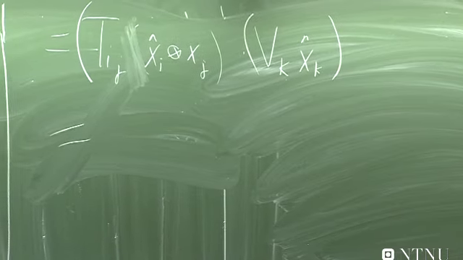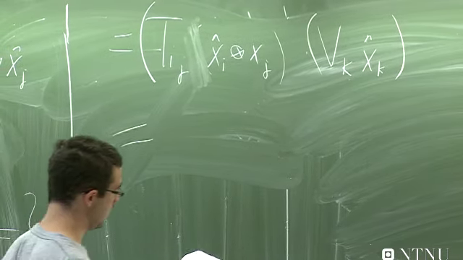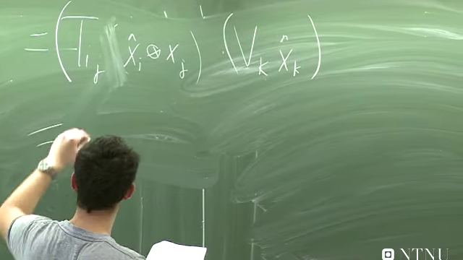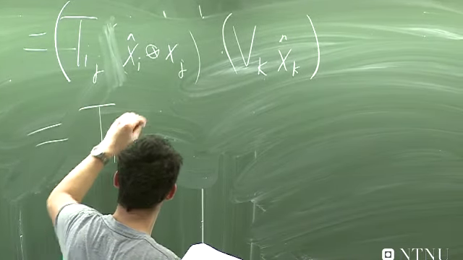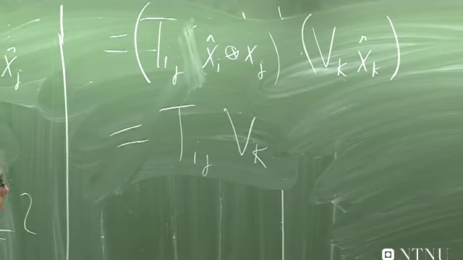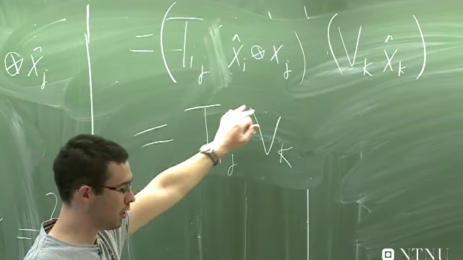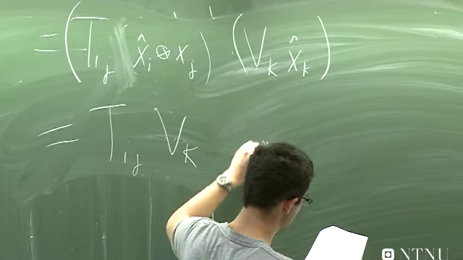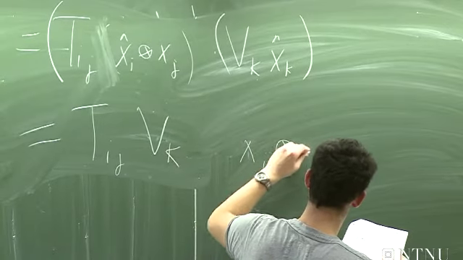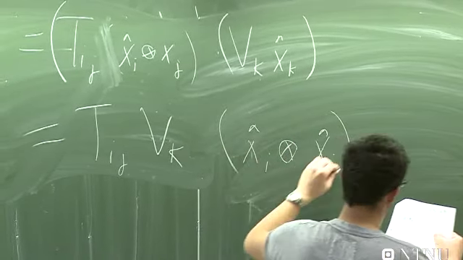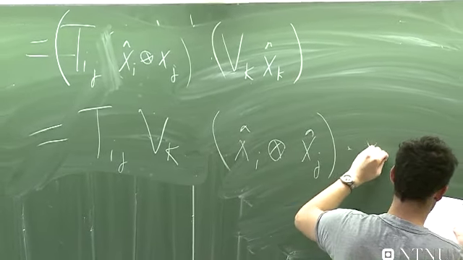So I just insert for T and V. The components are just numbers, so I'll extract those and just multiply those together. And I'm left with xi times xj dot xk.